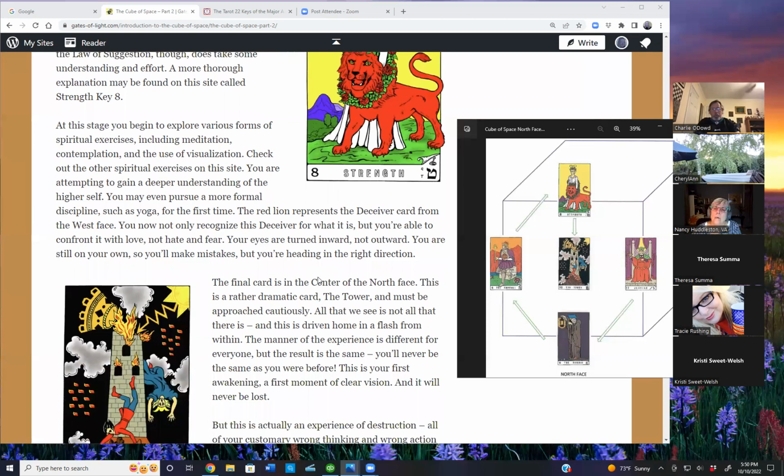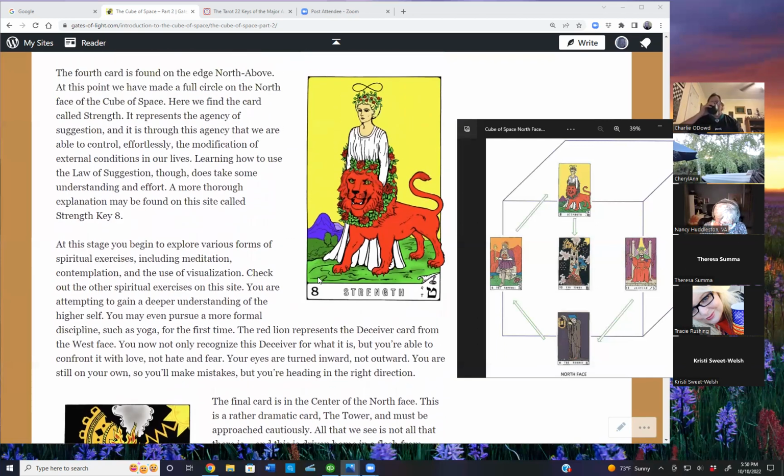The red lion represents the deceiver card from the west face. You now not only recognize this deceiver for what it is, but you're able to confront it with love, not hate and fear. Your eyes are turned inward, not outward.